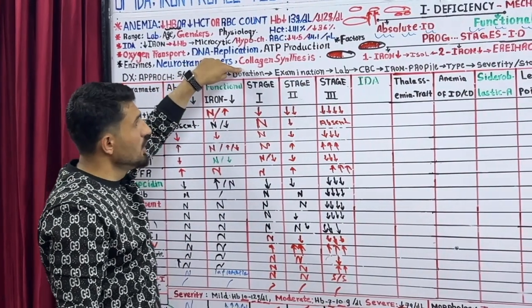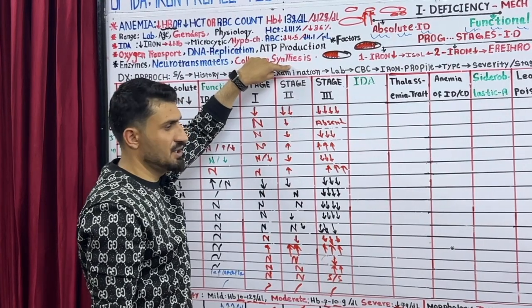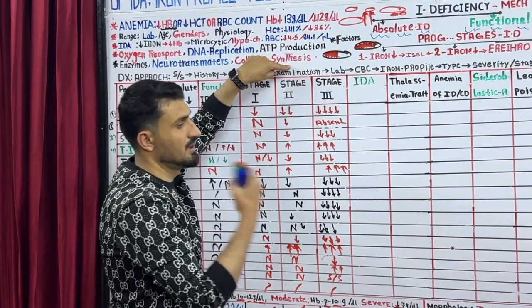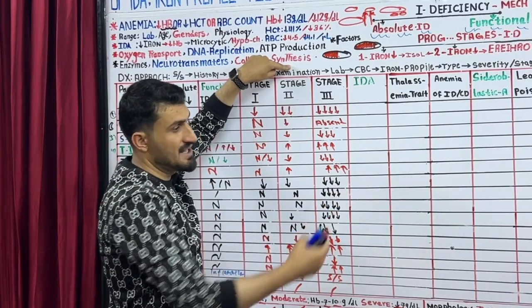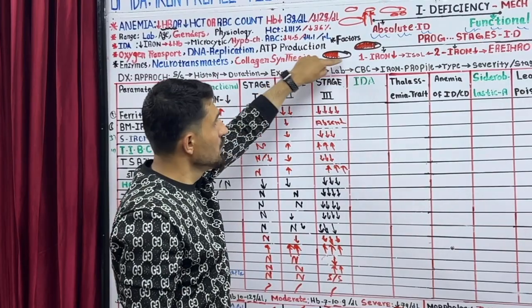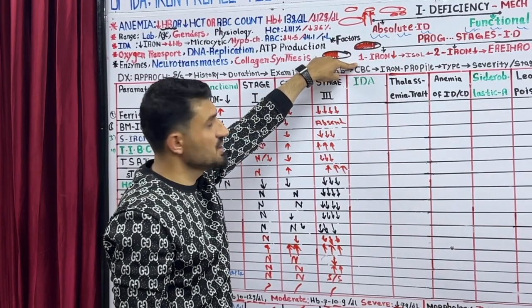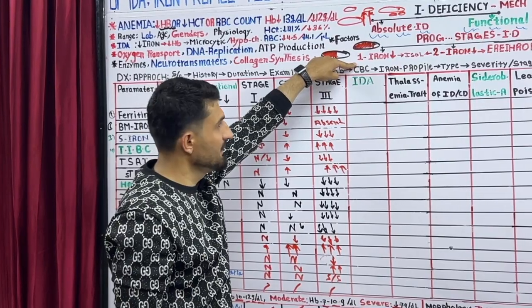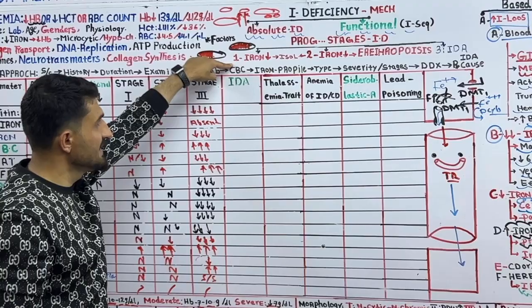Then you will examine your patient. You can do some physical examination for the nails, for cheilitis, for glossitis, for restless leg syndrome, and so on. Then in the lab, you will interpret the CBC report. You can order a CBC for the patient, and then read and interpret it.